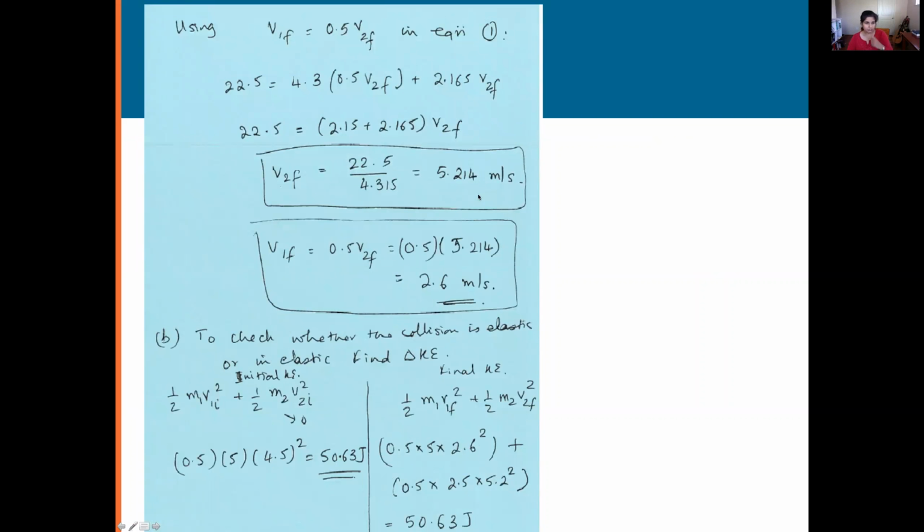When you solve for it, you're going to get V2F as 5.2 meters per second, V1F is 2.6 meters per second. And for part B, remember we said we're going to calculate the total kinetic energy initially and total kinetic energy finally, and they both come out to be the same number, 50.63 joules. So we can confidently say that this is an elastic collision.